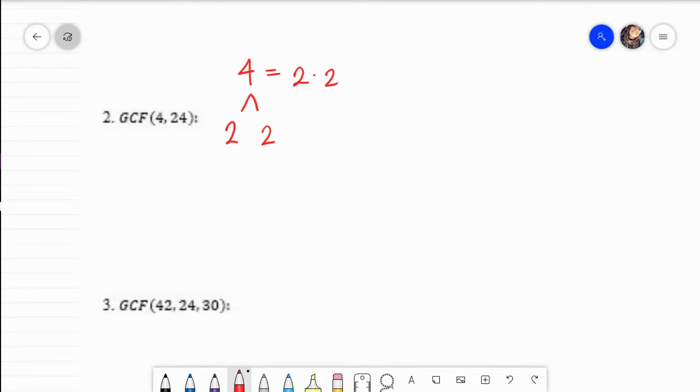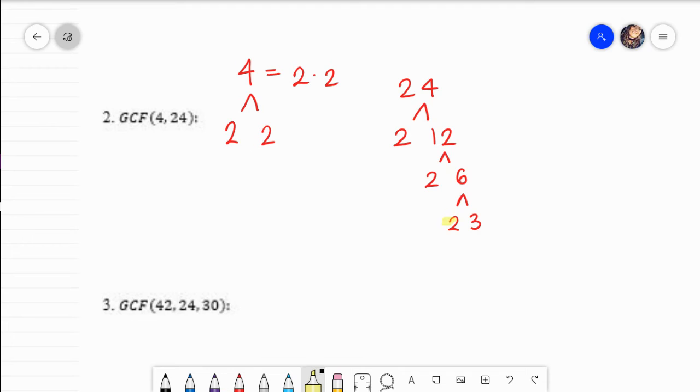Now I'm going to do 24. Because 24 is even, I can divide by 2. My quotient goes right here, which is 12. Because 12 is even, I can divide by 2. My quotient goes right here, which is 6. Because 6 is even, I can divide by 2. The quotient that I get right here is 3.